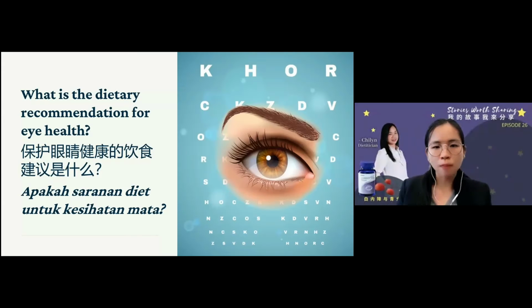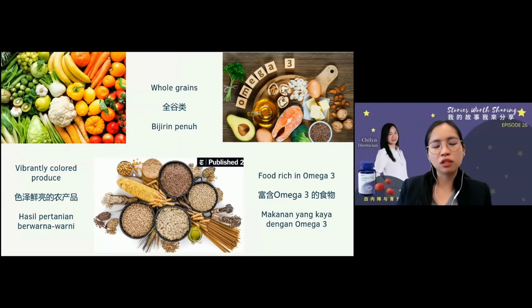What are whole grains? Whole grains are not the ones that have been processed and have their skin removed. Whole grains are like brown rice, oats, and even corn. All these are types of whole grains.